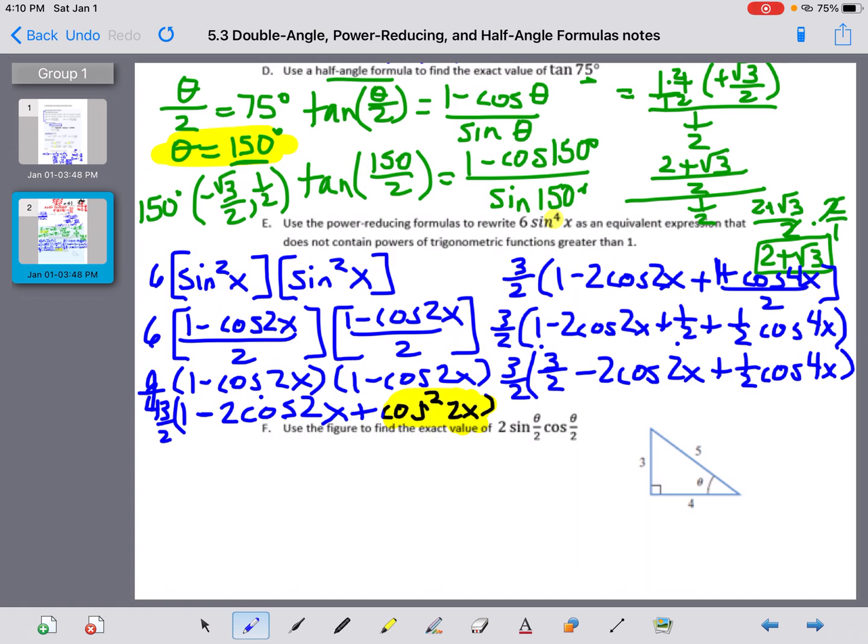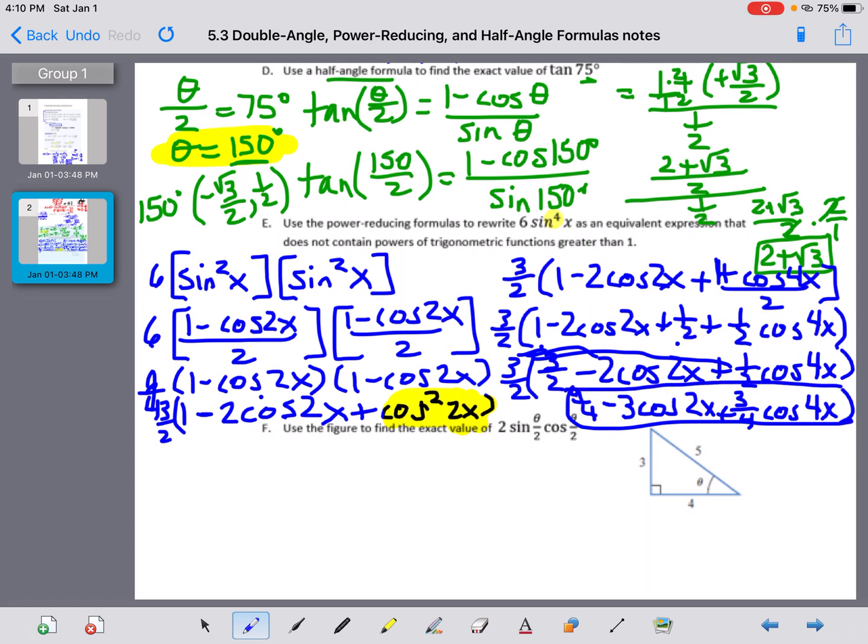The last thing I'm going to do is just distribute my 3/2 in here. So I'm going to get 9/4. My 2's cancel, so I get minus 3 cosine 2x. And 3/2 times 1/2 will make a 3/4 cosine 4x. And there's my final answer. Okay? Not pretty, but at least we reduced those powers out so we could do something else with it.